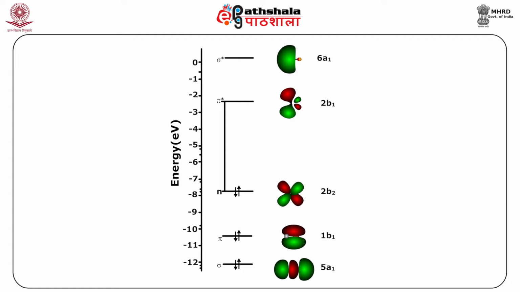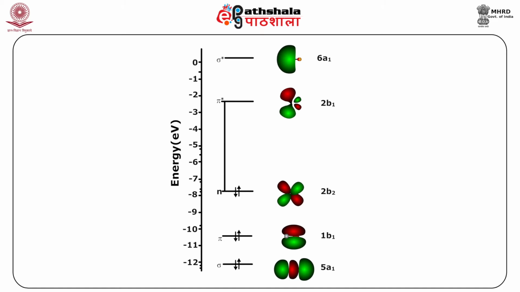Also sigma star orbital 6A1 is also mainly sigma star C 2SH, and these are the various orbitals that we have obtained using a computational calculation. You can see that what you predict and what you actually observe is slightly different. These are the energy levels of formaldehyde, and we have shown in particular the n pi star transition.